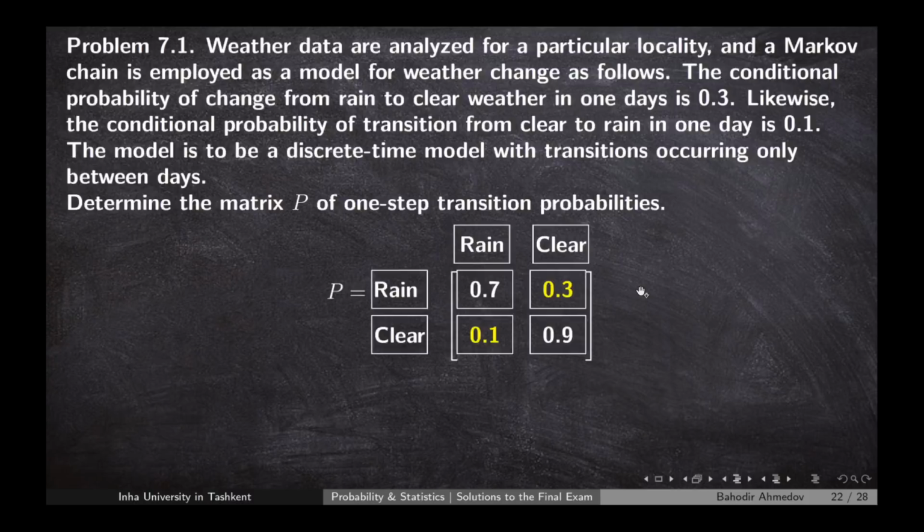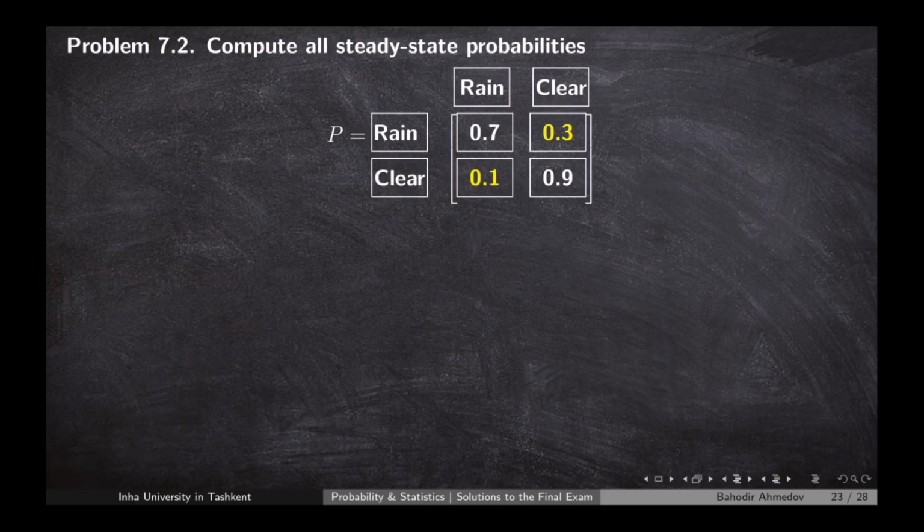We need to compute all steady-state probabilities. If you are in one of the states and would like to know the probability that you will be in the second state, you just need to use this matrix, right? If you are in the state rain, the probability that you will be in the clear state is 0.3.